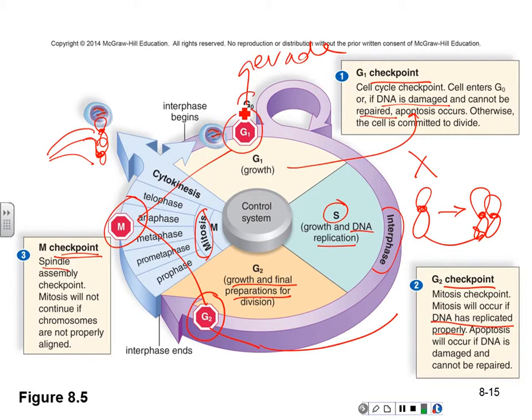The last thing I should mention is this G0. This G0 is kind of this little loop. These are non-dividing cells. So non-dividing cells, think of heart cells or brain cells where they're not actively duplicating themselves. So they're in this G0 phase where they're non-dividing.